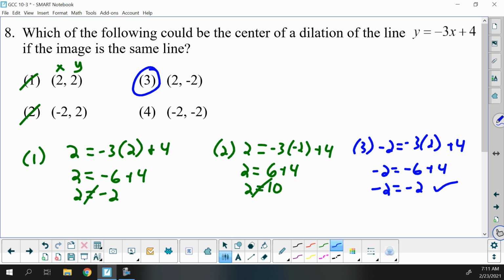Now, the one other way you could do this type of problem using your calculator, you could put negative 3x plus 4 in a graphs page, and then do a control T and look at the table, and just see which of those 4 points shows up in the table.